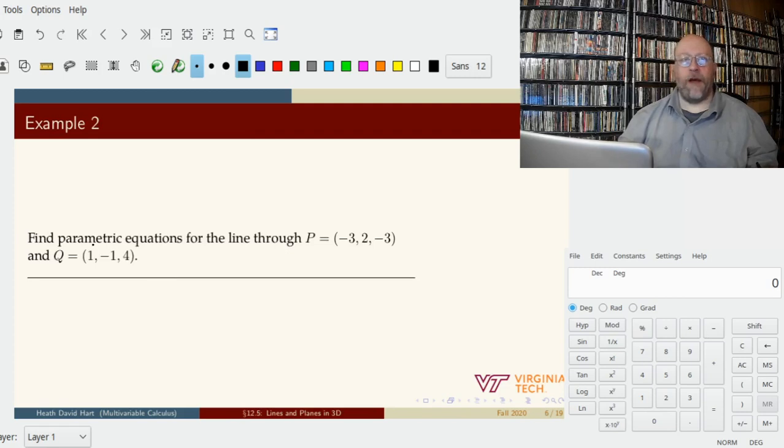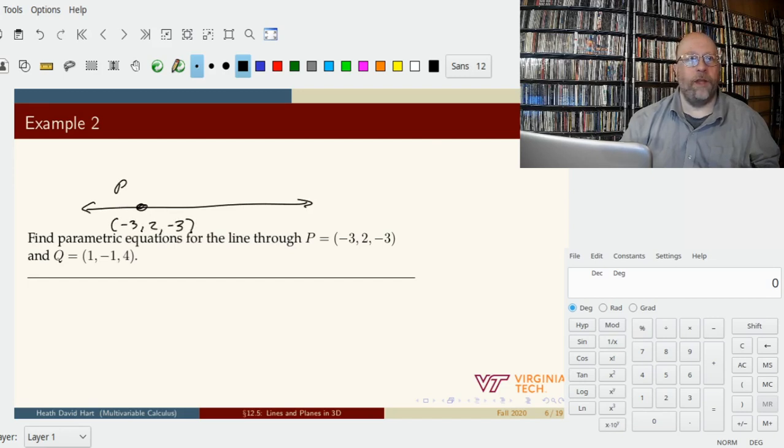All right. Let's try another one. Find parametric equations for the line that goes through this point and this point. So P is the point -3, 2, -3, and Q is the point 1, -1, 4. So we have 2 points, but what do we need? We need a point and a vector.